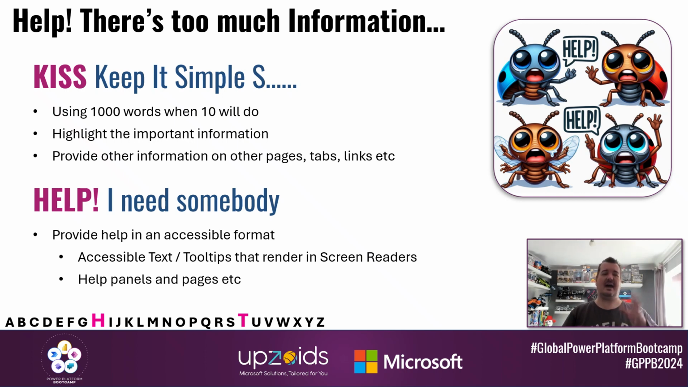You can use accessible text properties and tooltips, so long as they get rendered by screen readers, and you can try them for yourselves. You can download NVDA for free. Windows Narrator is built into Windows. Try them, give them a test, put yourself in those shoes. And we can also write help panels that slide out, or help pages that you can navigate to.